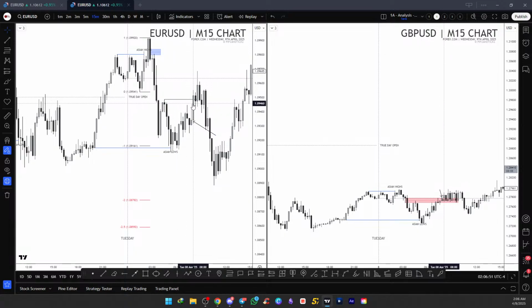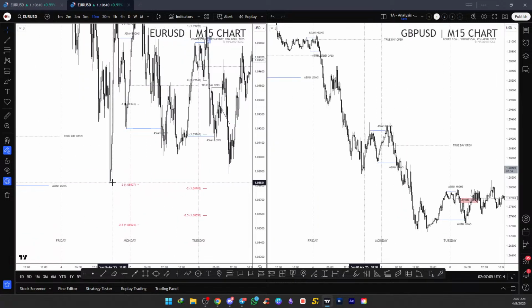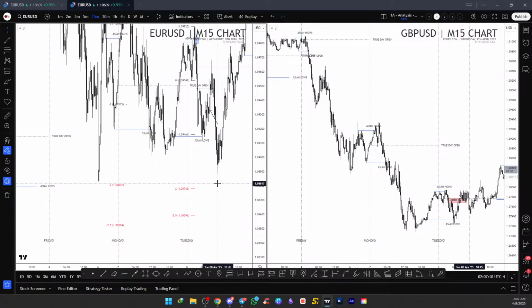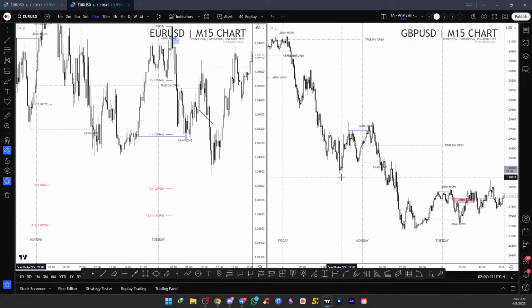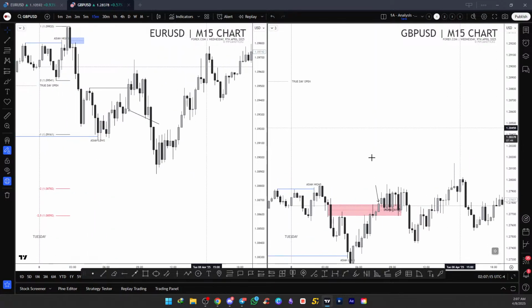Before the break of this level, I took my exit here because I started seeing the FVGs getting respected here, right? So I exited my positions here, and price did come very close to the target of this low here, but it did not quite take it out. In GU, it's the same case.